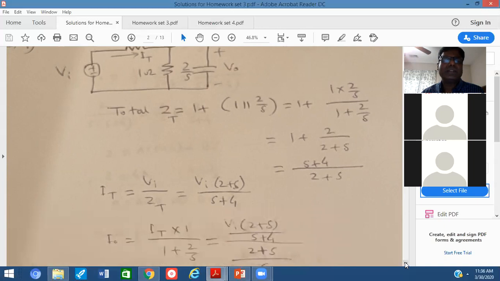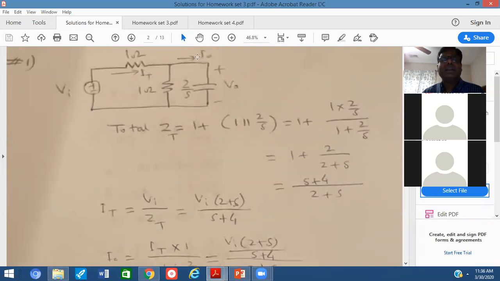Once I got the total impedance, I am finding the total current I_T equals V_I over Z_T. So this is my expression. Then I am finding the current I_naught, because you are asked to find the voltage here. If you know the current here, and you multiply it by 2 over S, then you are done. That is what I am trying to do. Therefore, here is my total current. Now I am applying the current divider rule to find the current through this branch.